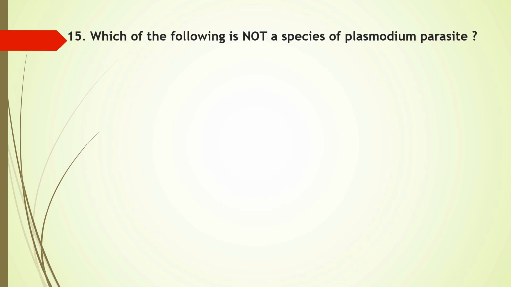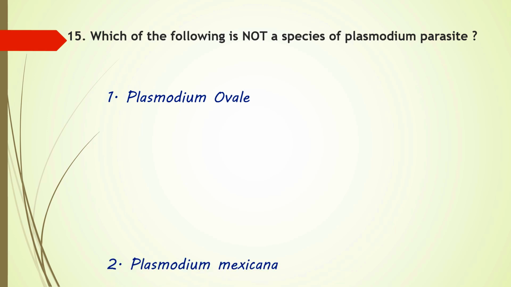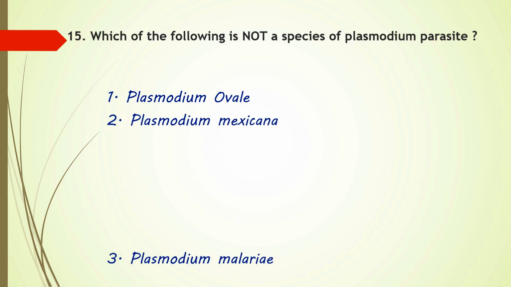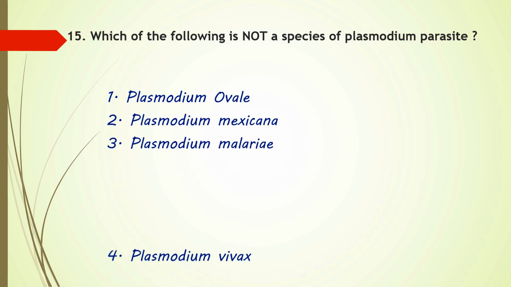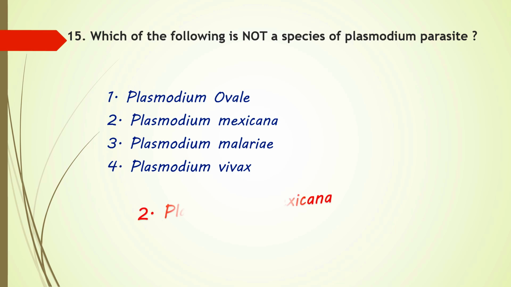Next question. Which of the following is not a species of Plasmodium parasites? Options are Plasmodium ovale, Plasmodium mexicana, Plasmodium malariae, or Plasmodium vivax. Yes, you are absolutely right. Plasmodium ovale, Plasmodium malariae, Plasmodium vivax, all are species of Plasmodium parasite, but Plasmodium mexicana is not a species. So here option 2 is the correct answer.